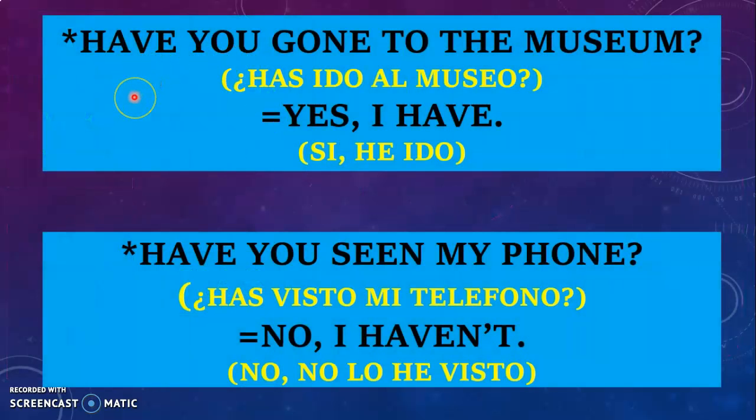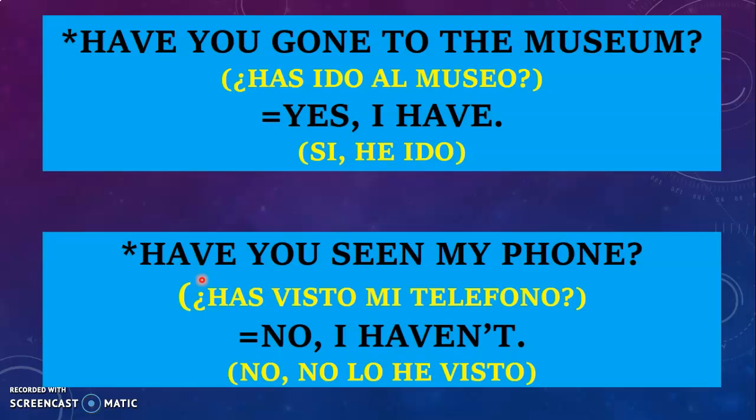So look, have you gone to the museum? En este caso, fíjense, estamos haciendo preguntas y respuestas. Affirmative answers and negative answers. Alright, so have you gone to the museum? ¿Has ido al museo? Entonces, si yo le pregunto a usted, have you gone to the museum? Y si usted ha ido, usted va a decir, yes, I have. Okay, esa es una respuesta corta, short answer. Yes, I have. Okay.